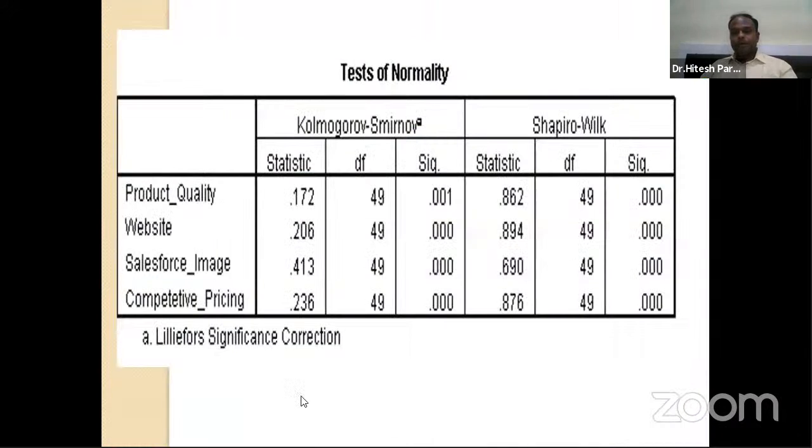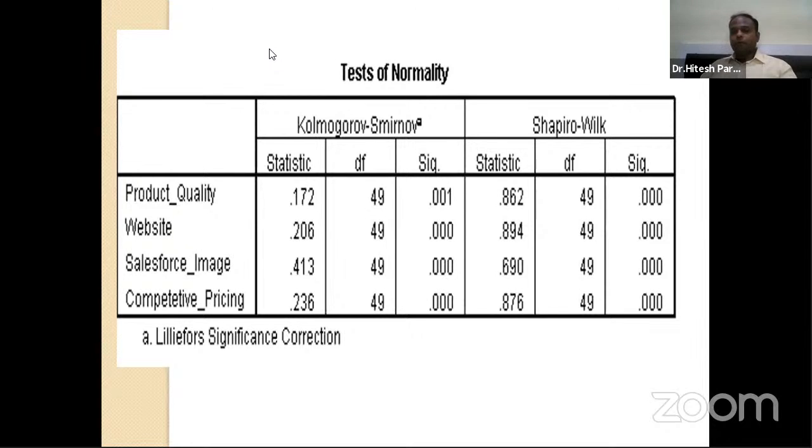Can anybody interpret this output, the test of normality? Can you tell me whether these variables are normally distributed or not? What do you think? Anyone?